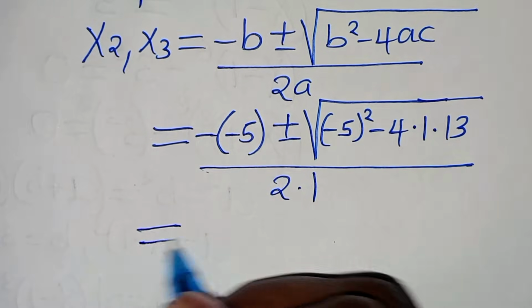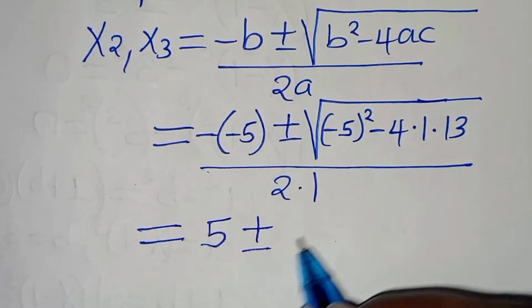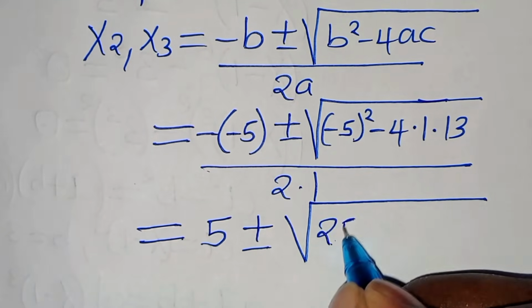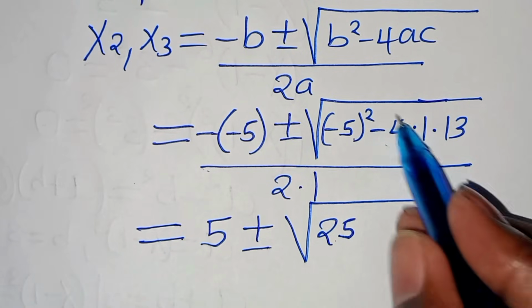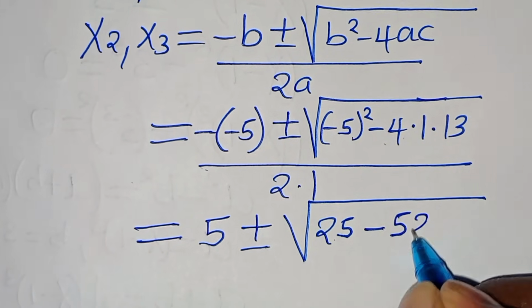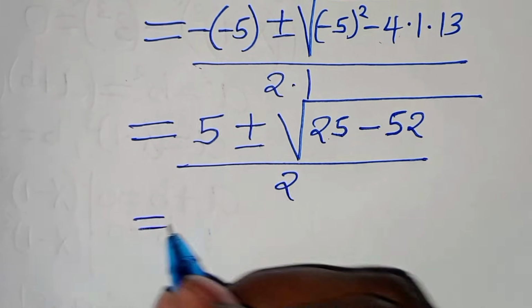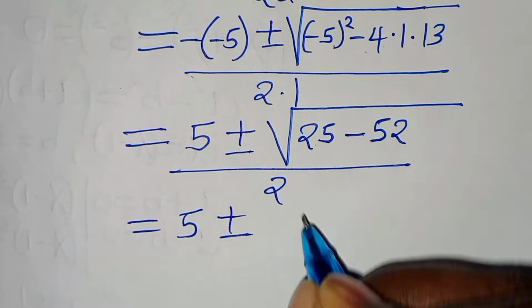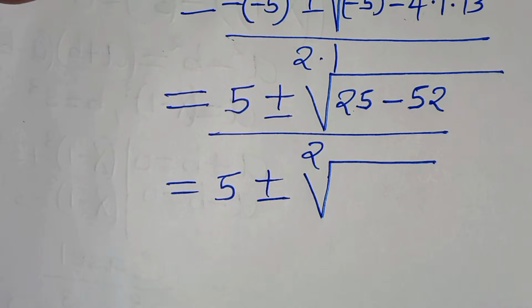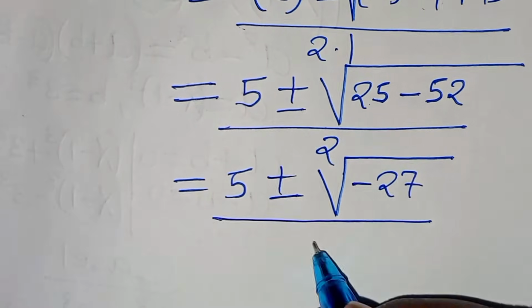So here we have negative times negative 5. This is 5 plus or minus the square root of minus 5 squared. This is 25. Then we have negative 4 times 13. This is minus 52, then divided by 2. So we have here 5 plus or minus the square root of 25 minus 52. Minus 52, this is negative 27, divided by 2.